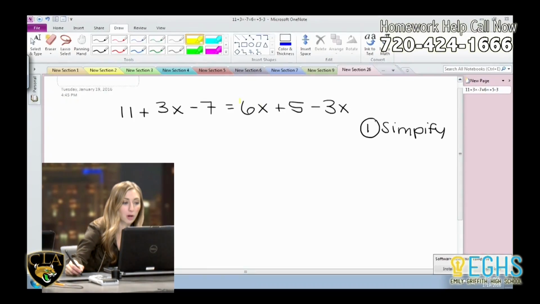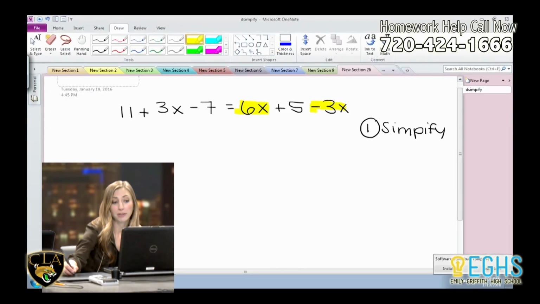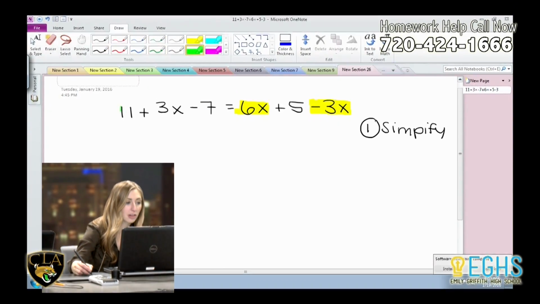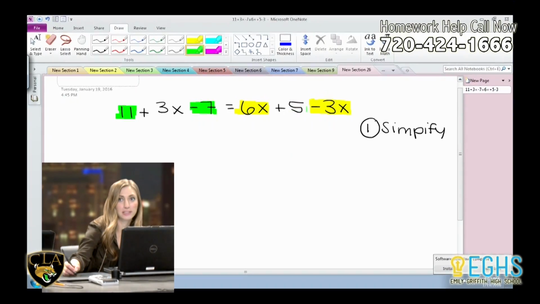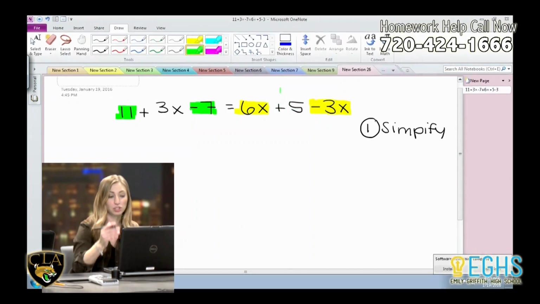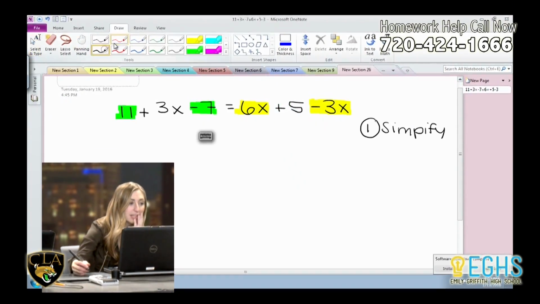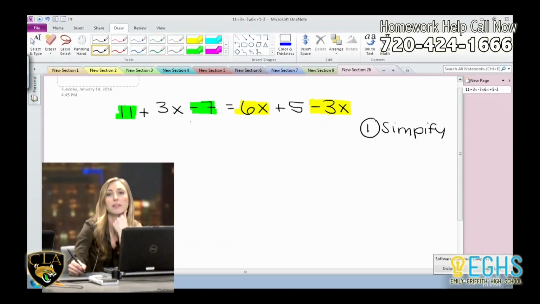So on the right side of the equation, I can see 6x and negative 3x. Now I can't combine those with anything on the other side of the equation. It's kind of a common error I see if that happens. So those two are like terms. Another set of like terms that I notice is 11 and negative 7. And I couldn't combine that with the 5 on the right side of the equation because they're separated by that equal sign. So that's going to be our first step, just to keep things simple.